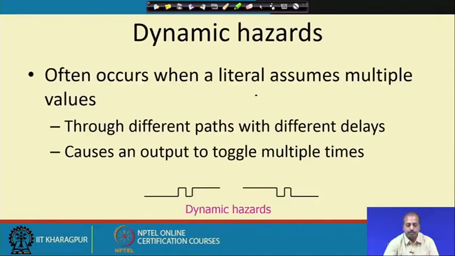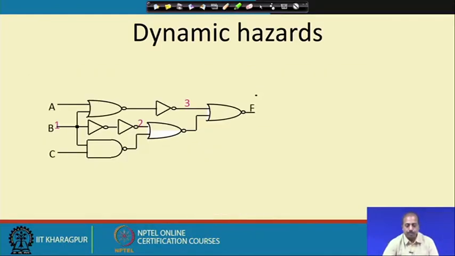then you will find the creation of the glitches. On the other hand, dynamic hazards occur when a literal assumes multiple values. Okay. Through different paths with different delays, they have got different values and cause an output to toggle. So, as we have seen, the output should go from 0 to 1, but in between it makes some toggle, or it goes from 1 to 0, and in between it makes some toggle.